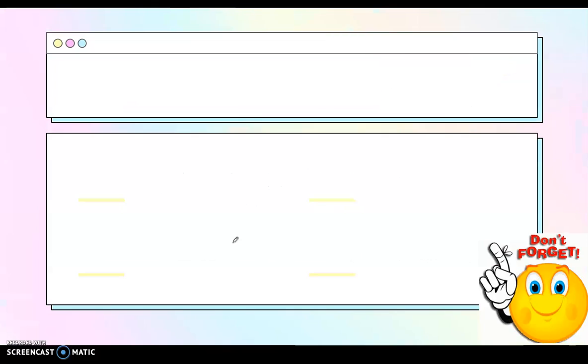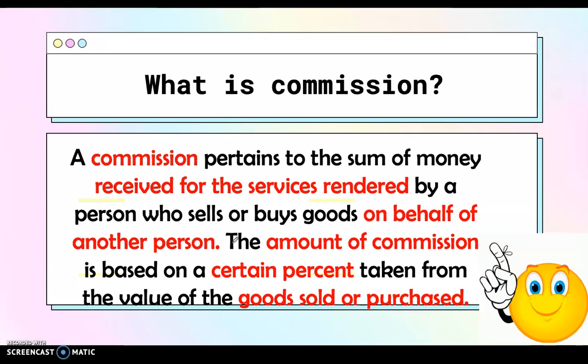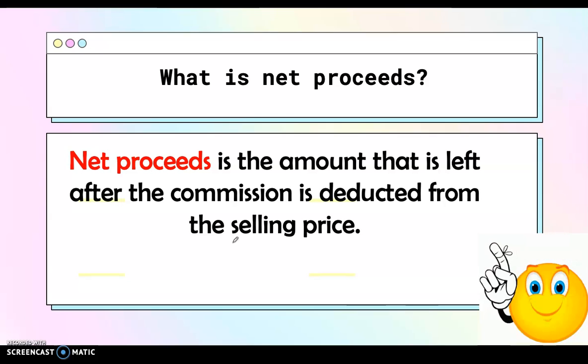Now, to find the commission, let's first define the terms. What is commission? A commission pertains to the sum of money received for the services rendered by a person who sells or buys goods on behalf of another person. The amount of commission is based on a certain percent taken from the value of the goods sold or purchased. Another term that we need to consider is net proceeds. Net proceeds is the amount that is left after the commission is deducted from the selling price.